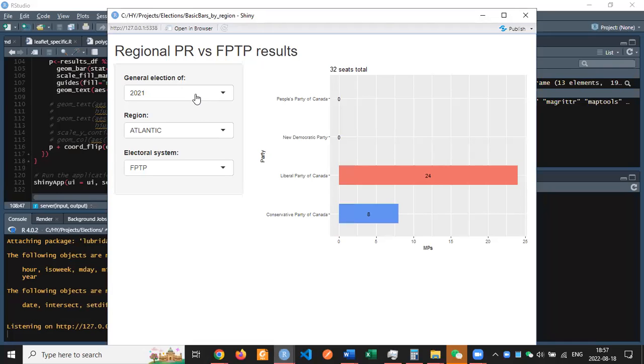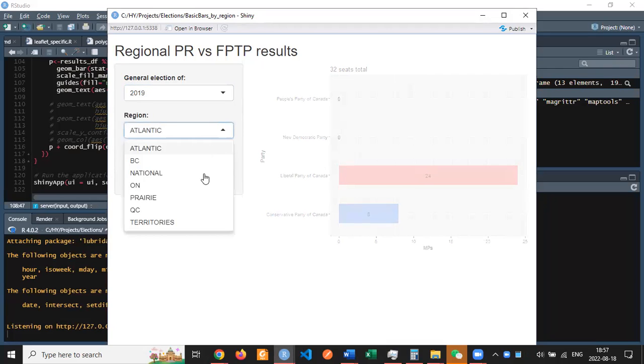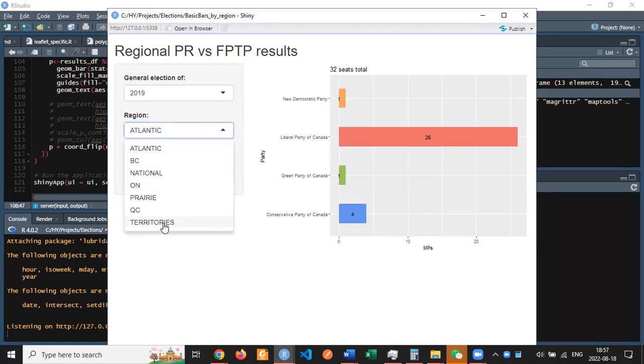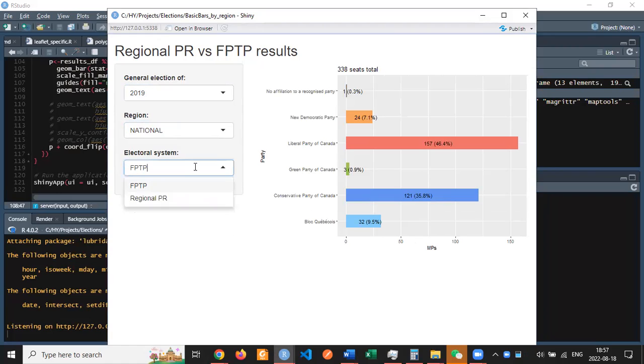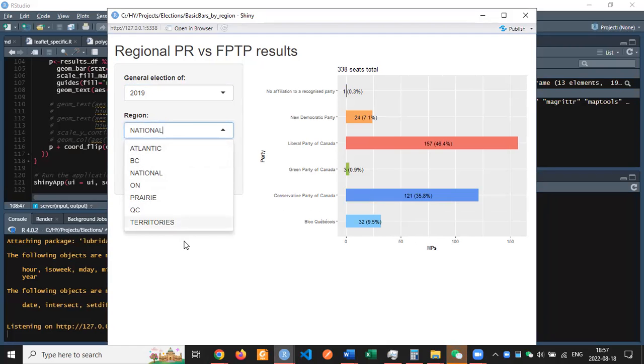Yeah. So just to repeat, we have the three toggle options here: election year, up to the present and going back to 1921, and then the regions that I just mentioned, as well as a national total, and then the voting system. The regional PR is basic, straight proportional representation on that region's number of seats. So it's not based on a national total. And I also applied a 5% minimum vote within that region.